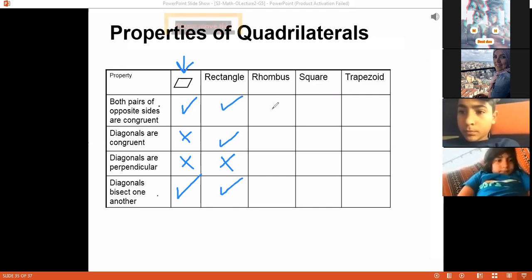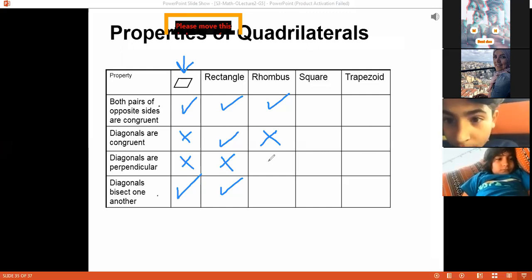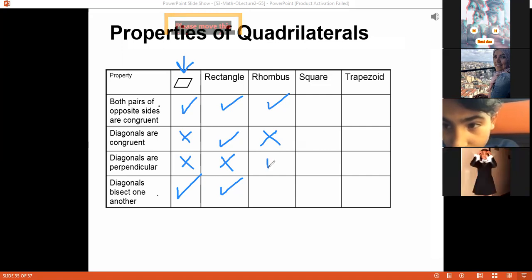Let us go for the rhombus. Are the opposite sides equal? Yes. Are the diagonals equal? No, one is taller than the other. Are the diagonals perpendicular? Yes, very good. Are the diagonals bisecting each other? Yes. In a square, don't forget that the square has everything.